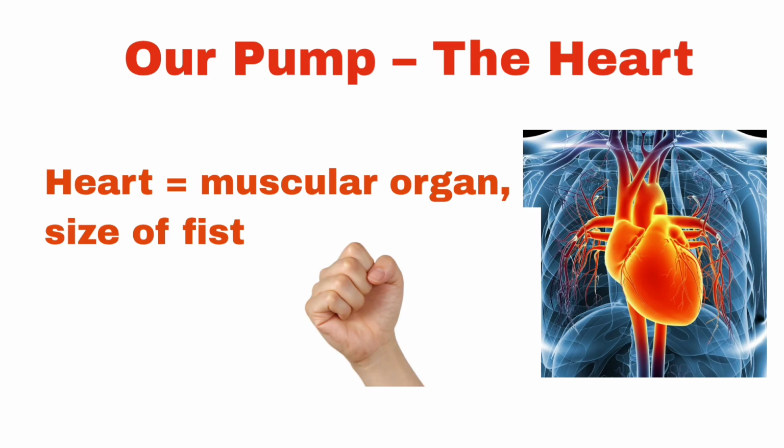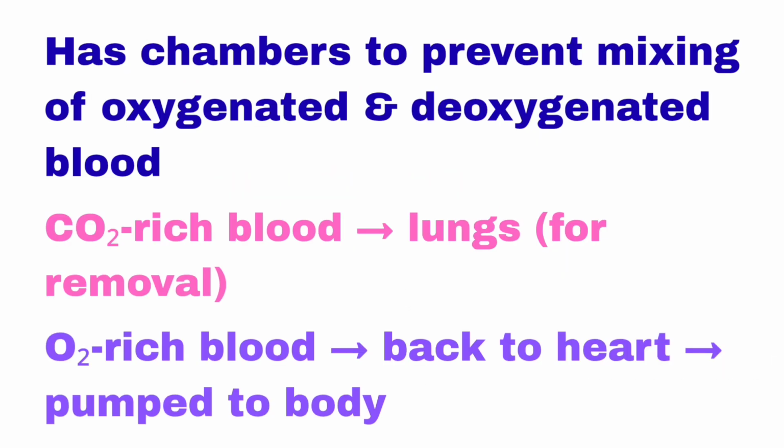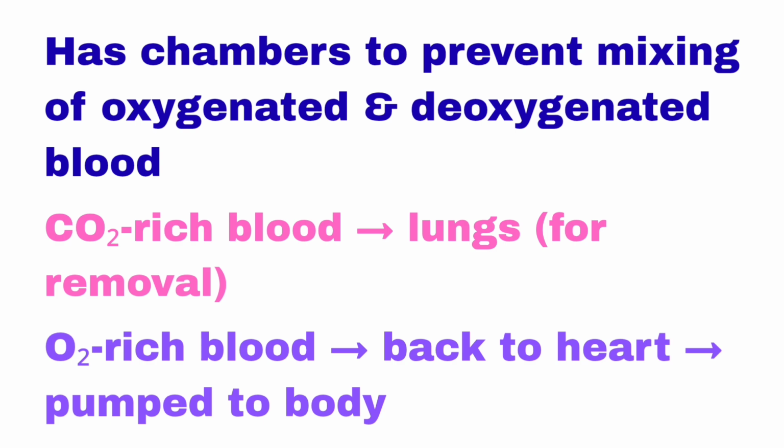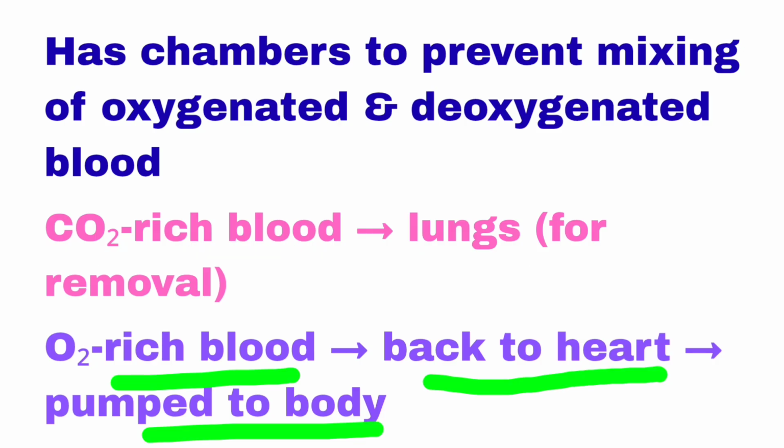Now let us see about our pump, the heart. The heart is a strong muscular organ almost as big as our fist. And since both oxygen and carbon dioxide have to be transported by the blood, the heart has different chambers. These chambers prevent the mixing of oxygen rich blood with carbon dioxide rich blood, and the carbon dioxide rich blood reaches the lungs so that the carbon dioxide can be removed, and at the same time oxygenated blood from the lungs comes back to the heart, and this oxygen rich blood is pumped to the rest of the body.